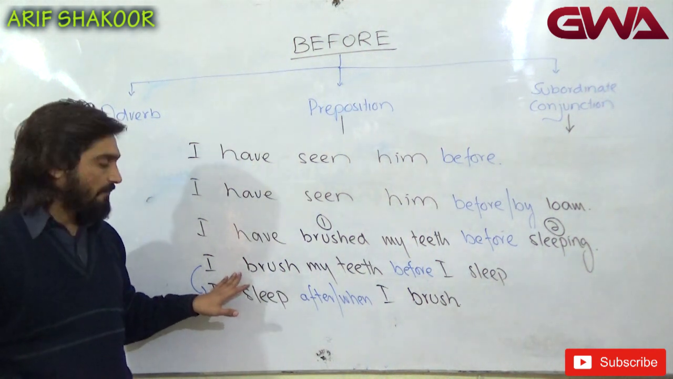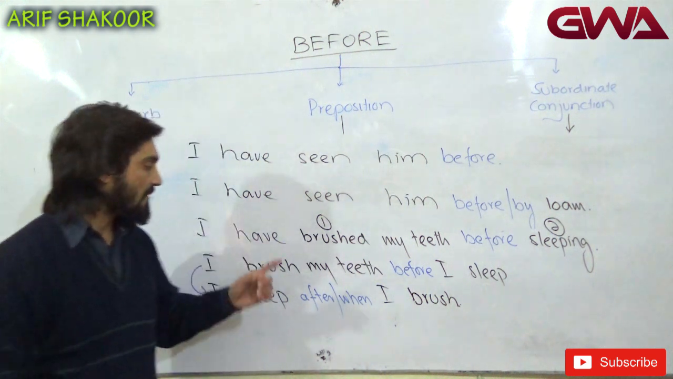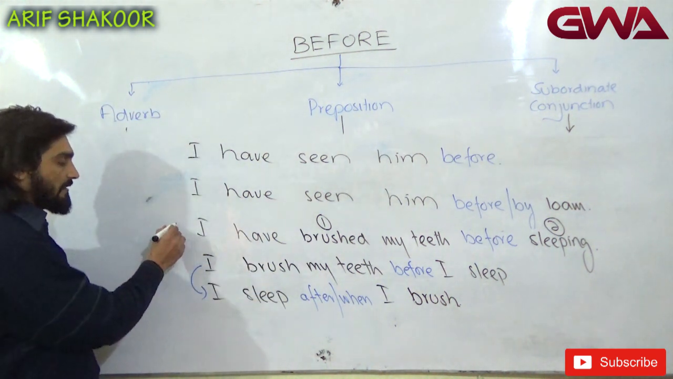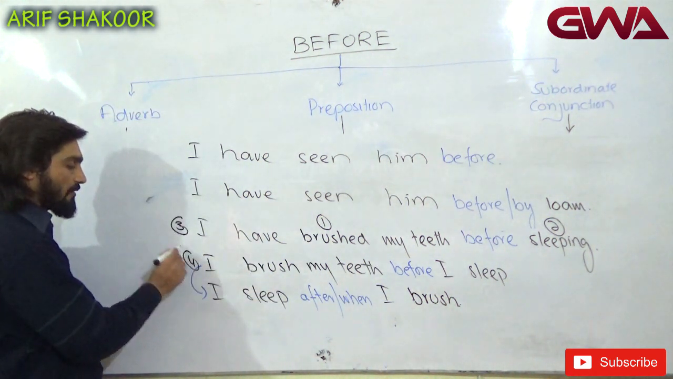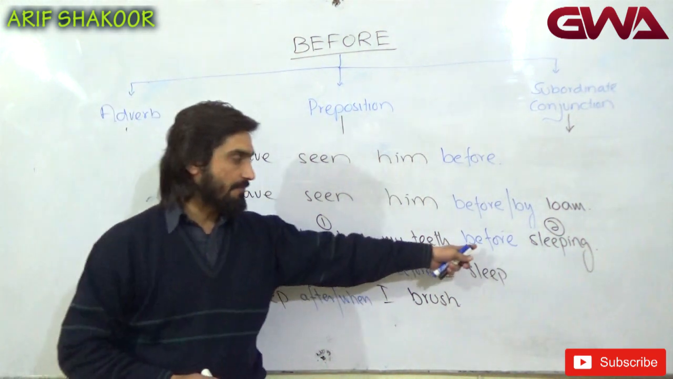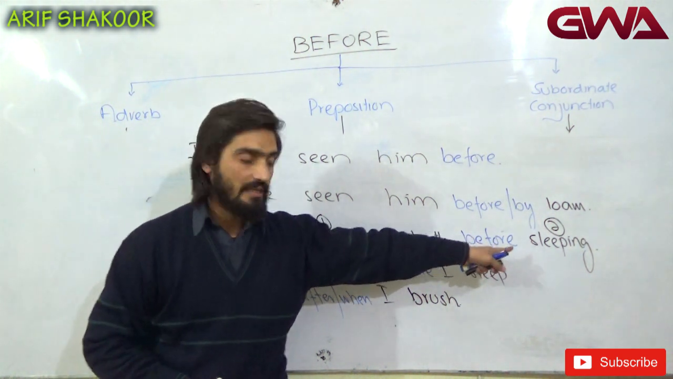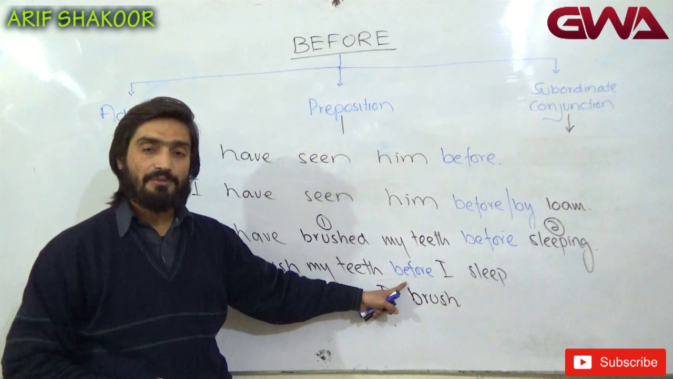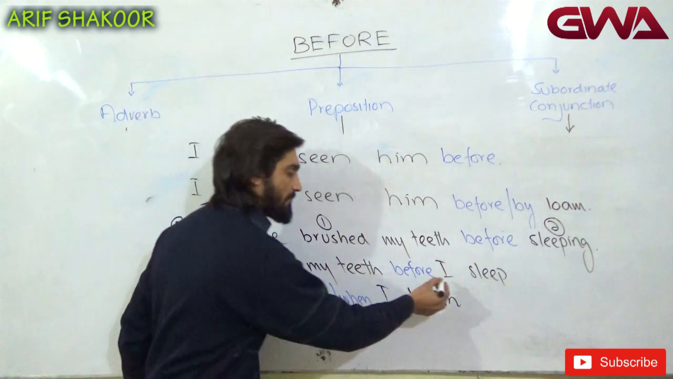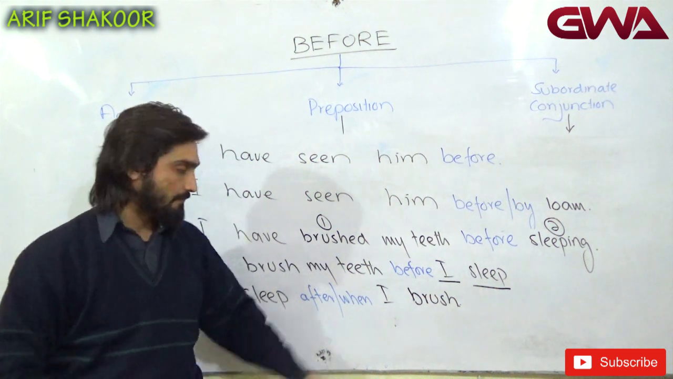The fourth example, I brush my teeth before I sleep. Example number 3 and number 4, they have the same meaning. But here, before is used as a preposition because there is gerund. And here, before is used as a subordinate conjunction because it is followed by a subject and a verb.